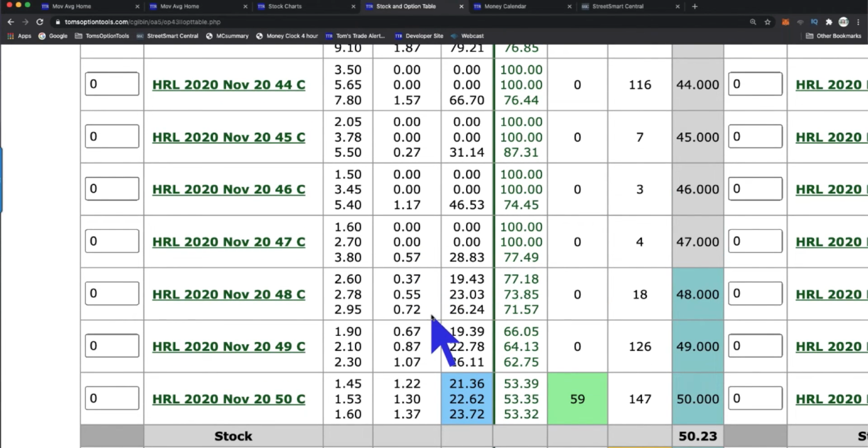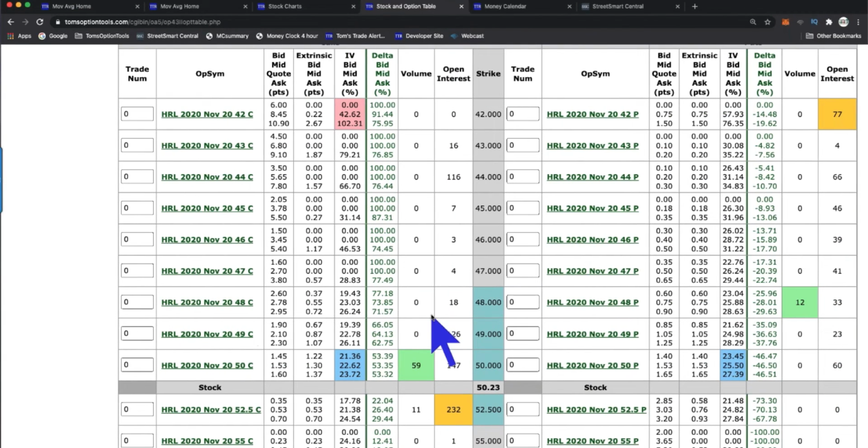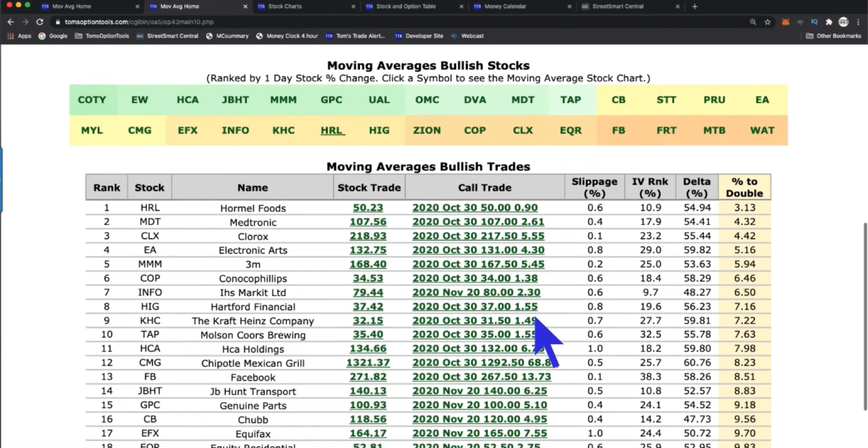All right, now I'm going to come back to Hormel because I've got something even better. I've layered up Hormel, and I want to show you it in its entirety. But let's look at one more. So let's go back to our moving average home again. Let's see what else we got on here.